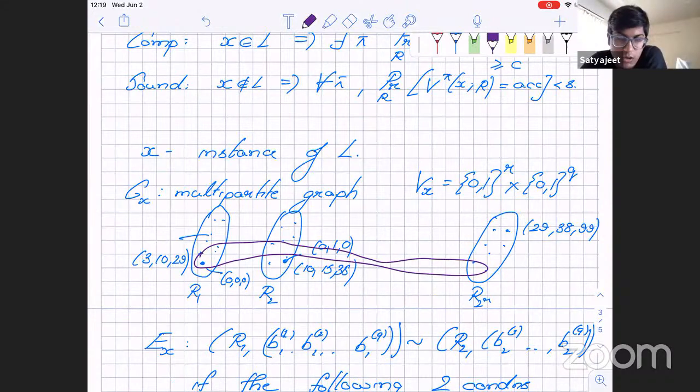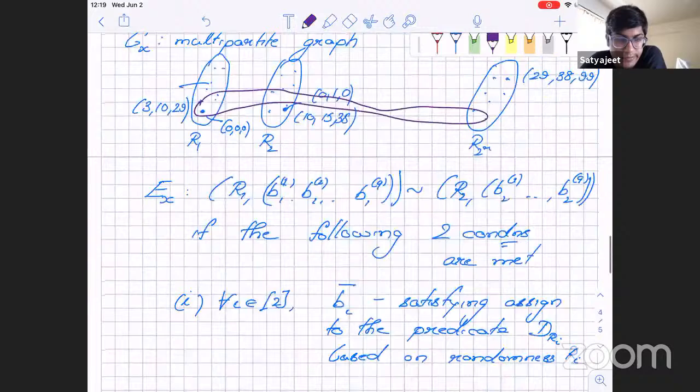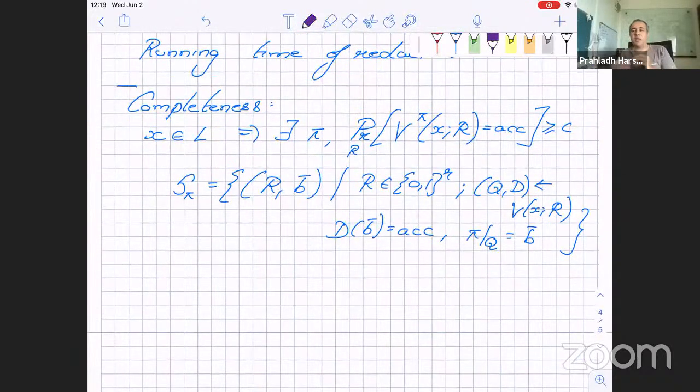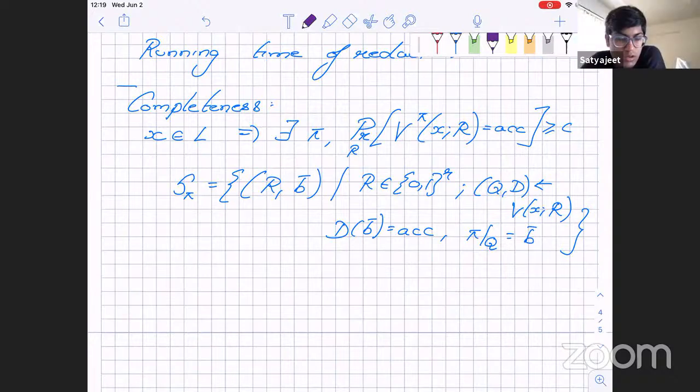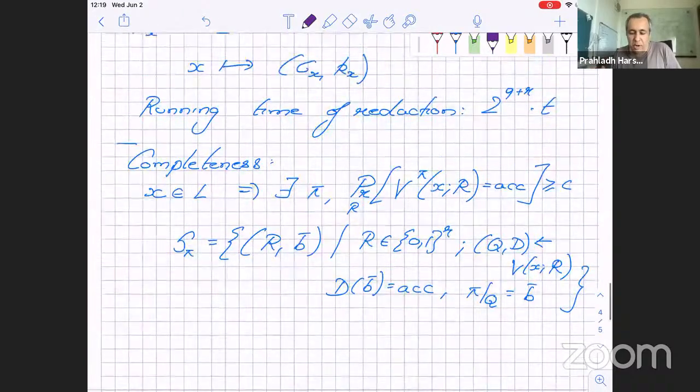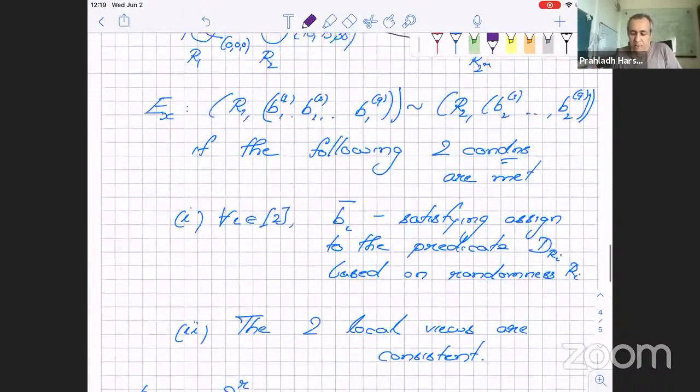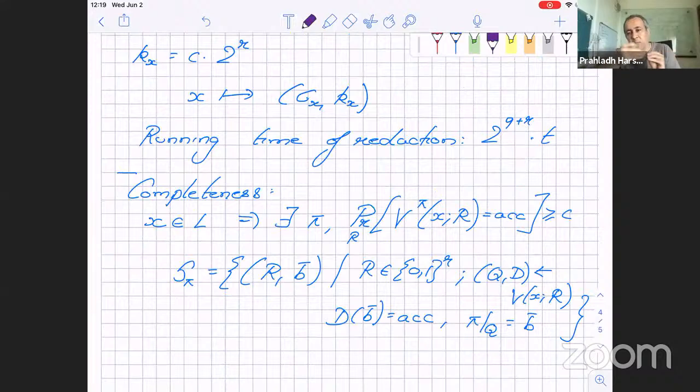Could you just go down as to what you have written? So what are the vertices I'm going to pick up? Given a proof pi, I'm going to pick up all those vertices which are consistent with this pi and contribute to a satisfying predicate.